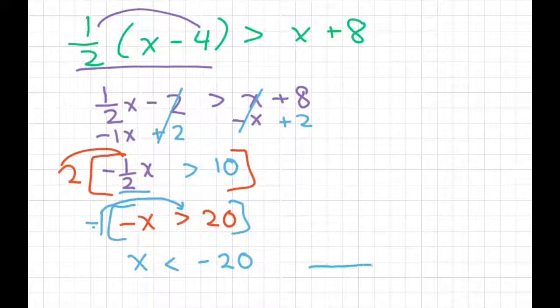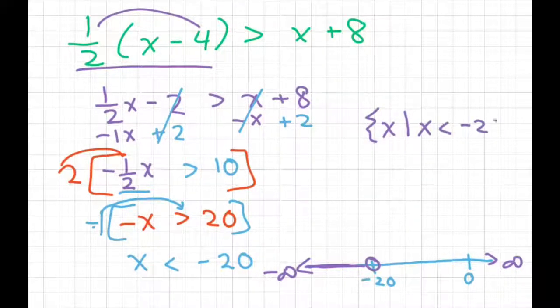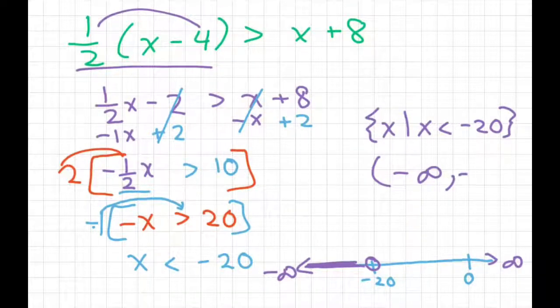So if you graph this, let's say we have 0 here, negative 20 here. This is not drawn to scale. It's kind of like the last one we did. It can't equal negative 20, but it's all numbers less than. So this is going to negative infinity, and this part's going to infinity. So set notation would be x such that x is less than negative 20. And interval notation would be negative infinity to negative 20, and it can't equal negative 20, so use your open interval.